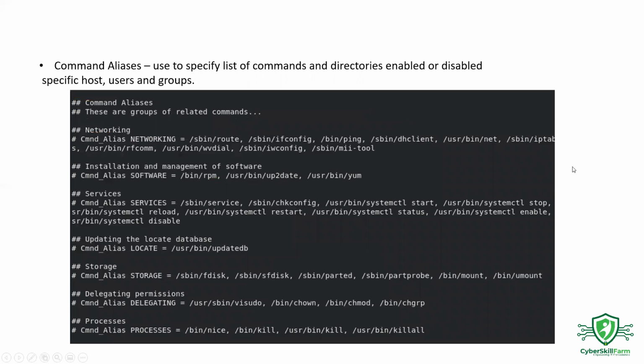And last one, the command aliases, used to specify a list of commands and directories enabled or disabled. So here, for example, networking: you want to group permissions for these certain commands or directories, including network. You can delete the hashtag sign here to enable this command alias.